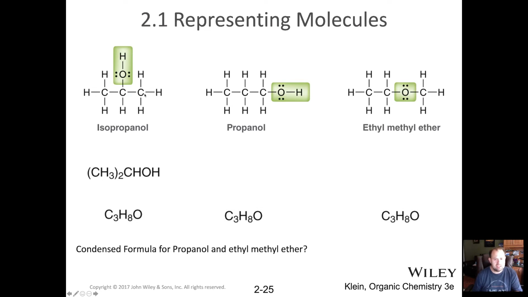Now, what about this CH3? Well, you may have noticed that there's a little 2 right there, which is explaining that there are 2 structures that look like CH3 surrounding the CH and the OH and how they're connected. Now, you can do the same thing for propanol and ethyl methyl ether. And so let's go ahead and see if you can draw those.